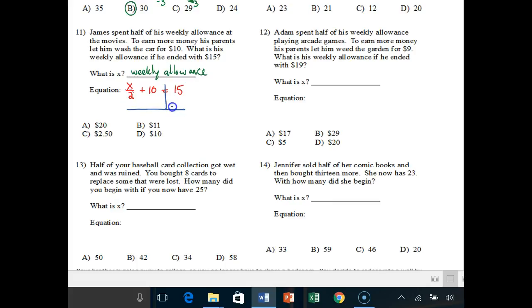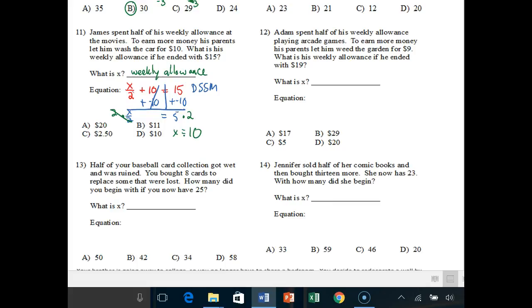Let's go ahead and solve this. We add negative 10 to both sides. Cancels out because it's 0. X over 2 is equal to 15 minus 10. Different signs, subtract more. So 15 minus 10 is 5. I had more positives. Some number divided by 2 is going to give me 5. How do I figure that out? I multiply both sides by 2. Those cancel out. And so X is equal to 10. So he gets $10 a week from his parents for his allowance.